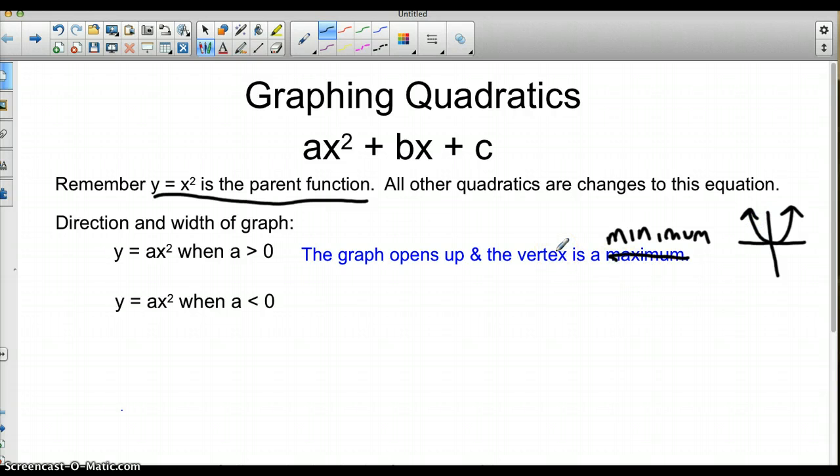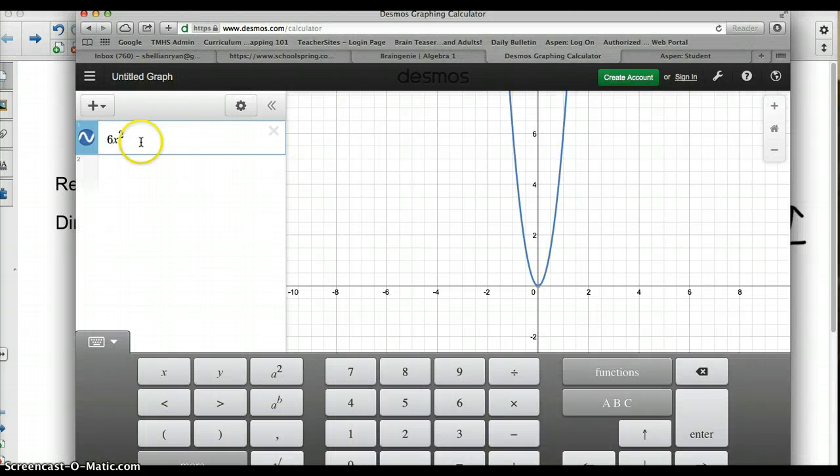When a is less than 0, that means that it will be a negative number. So if we go to our graph here and we change this 6x squared to a negative 6x squared, we notice that the graph all of a sudden flips. If we keep that as a negative, it's still staying upside down.